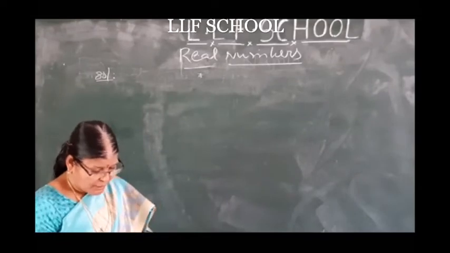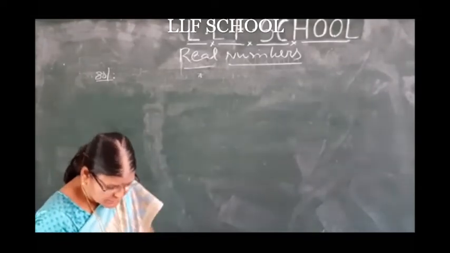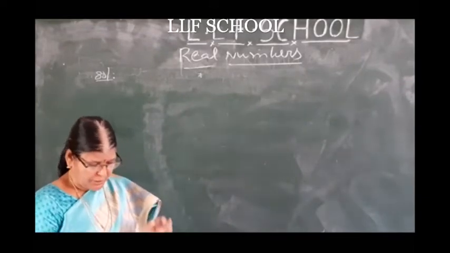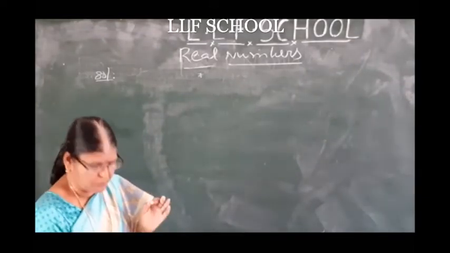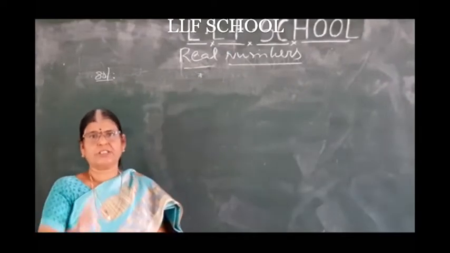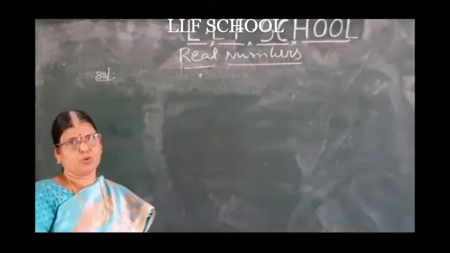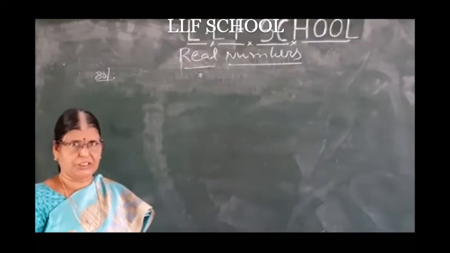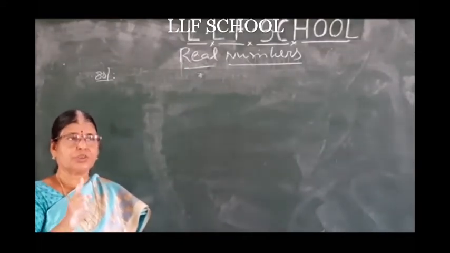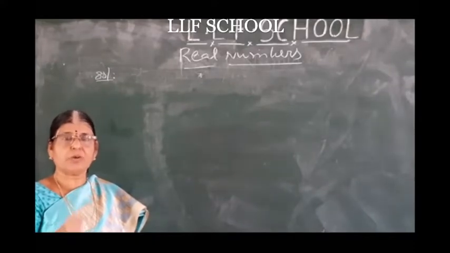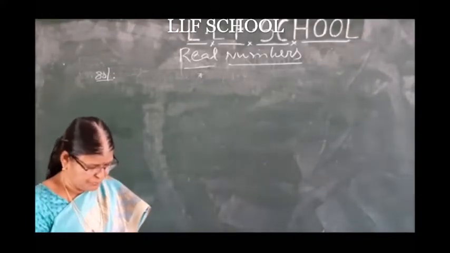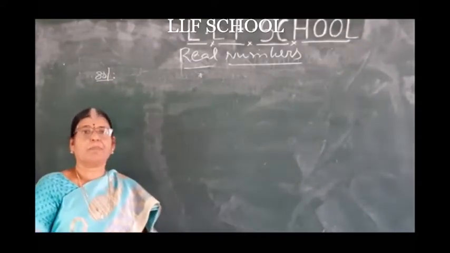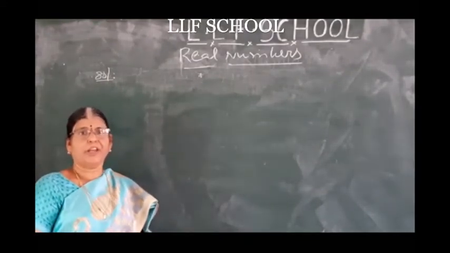The square of any positive integer is of the form 3p or 3p plus 1 or 3p plus 2. Show that. Students, carefully listen to the question. Show that the square of any positive integer is of the form 3p or 3p plus 1 or 3p plus 2. That is your question. So how do you prove this? By applying the division lemma.